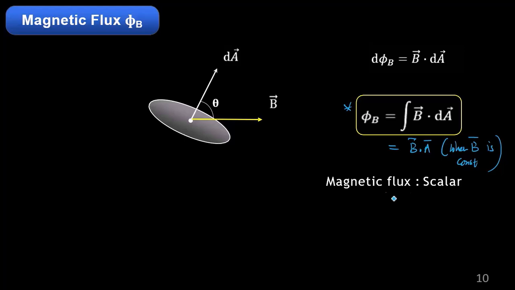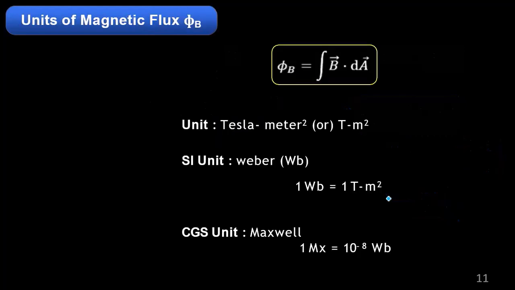So magnetic flux is a scalar quantity. The unit is Weber. Weber is the SI unit, and the notation for the flux is phi B. So 1 Weber equals 1 Tesla into meter square. Tesla is the unit for the magnetic field and area is meter square. So 1 Weber equals 1 Tesla into meter square.